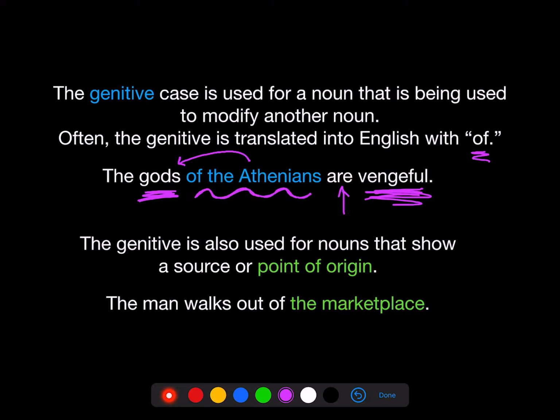The genitive is also used for nouns that show a source or a point of origin. So if you remember, the accusative case was for towards. The genitive case is kind of for away from, right? A point of origin. So the man walks out of the marketplace. Marketplace would end up in the genitive in Greek. But most important, things that are often translated into English with of, the genitive takes one noun and makes it modify another noun.